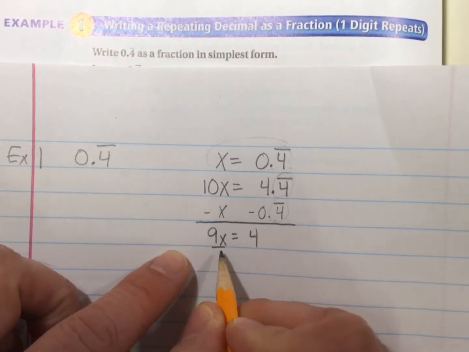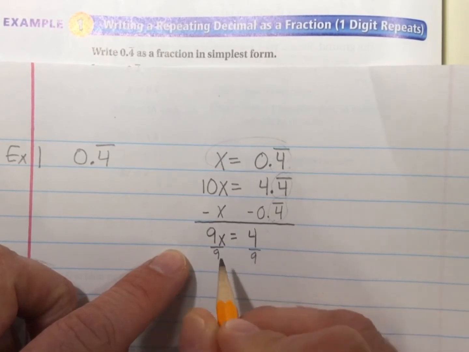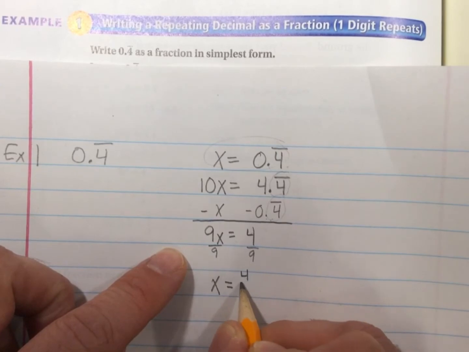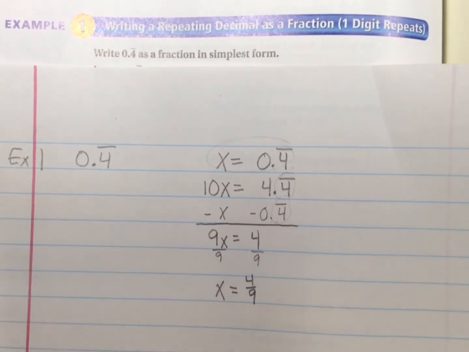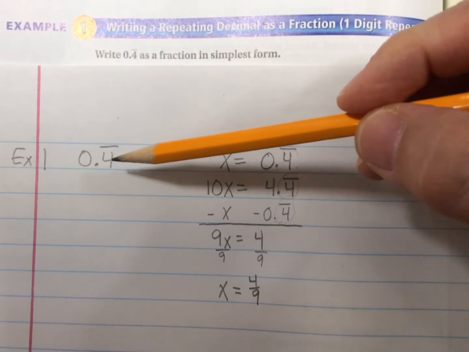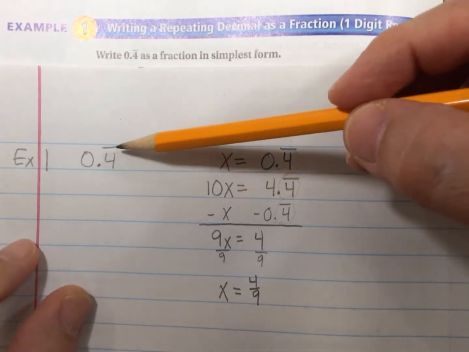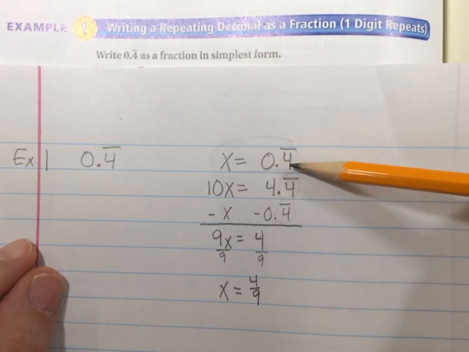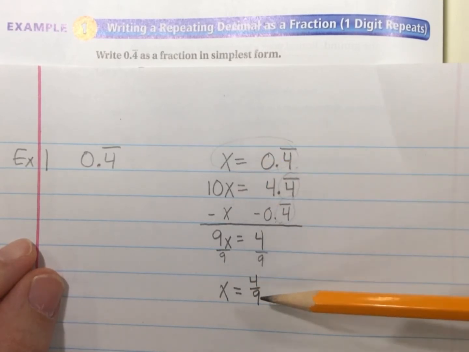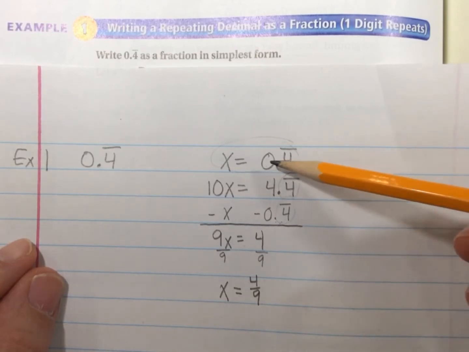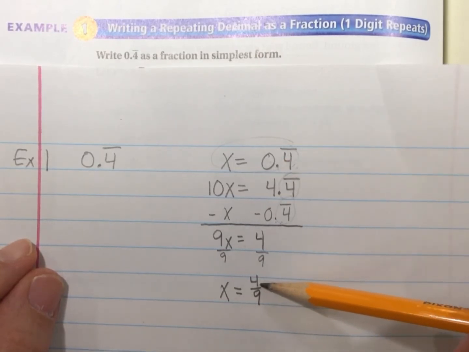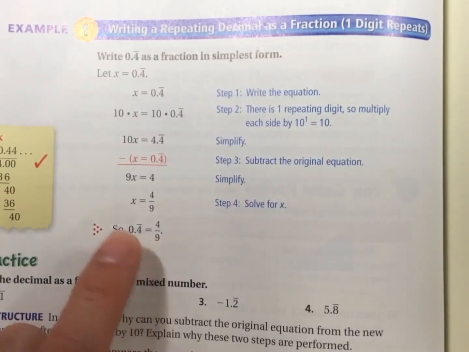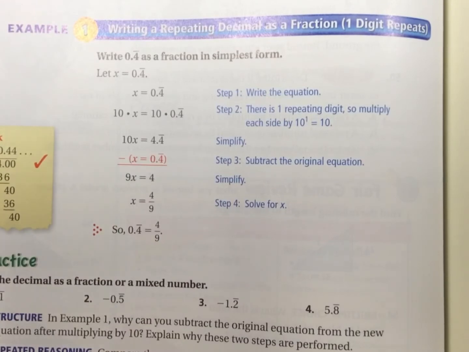Well, now, of course, I can divide both sides by 9, and I get x equals 4/9, which is already simplified. So you can see we started with our repeating decimal, and we ended with our fraction. x equals 0.4 repeating, x equals 4/9. So 0.4 repeating is the same as 4/9. And they got the right answer. Good for them. I knew they could do it.